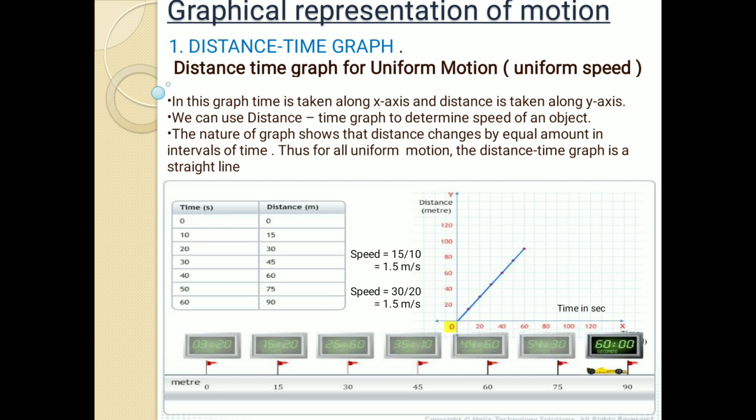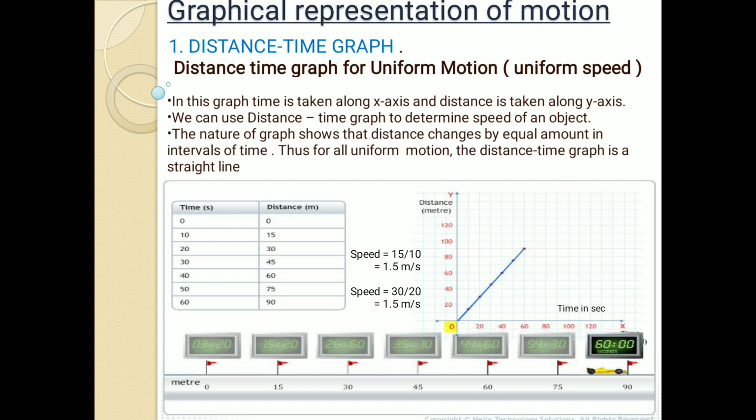Distance is changing by an equal amount in equal intervals of time. Distance is 15, 30, 45, 60, a difference of 15 each time. You can see the interval difference between distances is 15, 15. What about time? 10 second, 20 second, 30 second, 10, 10 is an equal interval. Is it clear? So this graph shows uniform motion because the object covers equal distance in equal intervals of time.